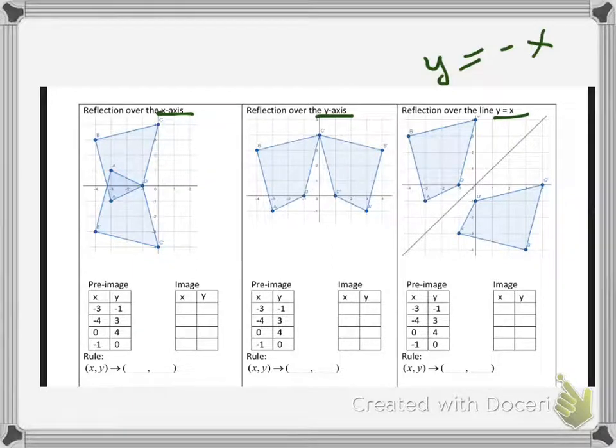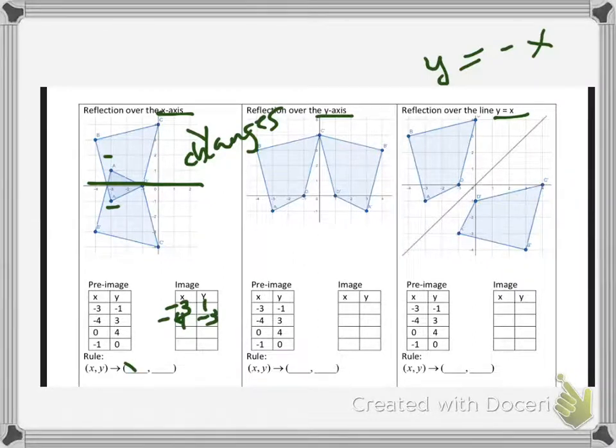If we reflect over the x-axis, all that changes is the y coordinate. I'm sorry, I said that wrong. If we reflect over the x-axis, all that changes is the y coordinate. So the x stays exactly the same. If you look at A to A prime, it goes from -3, -1 to -3, +1. Next one will go from -4, 3 to -4, -3, and so on. So the x stays exactly the same, the y changes sign.